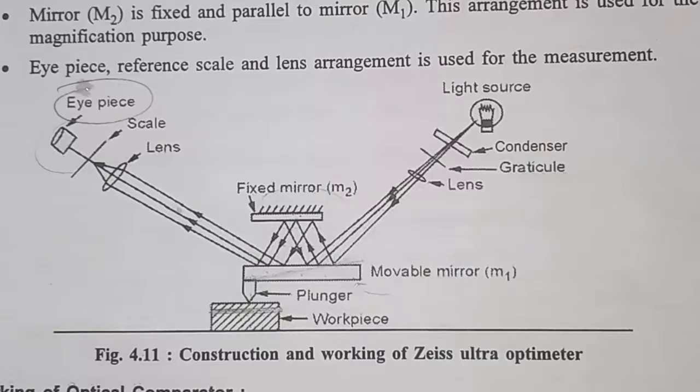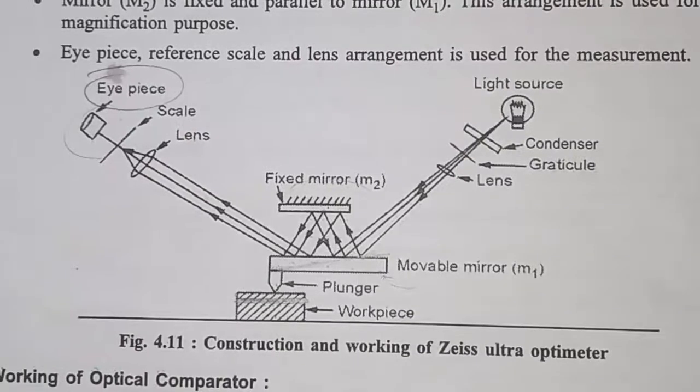Now what is the advantage of the optical comparator? As I told you, accuracy is high as compared to mechanical and electrical comparators, it provides a high range of measurement, and there is no parallax error in this optical comparator. Parallax error, you know, is the error that happens while taking the reading, right? So this is the advantage of this optical comparator.